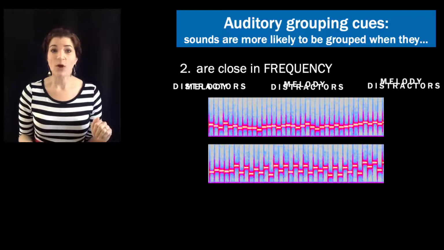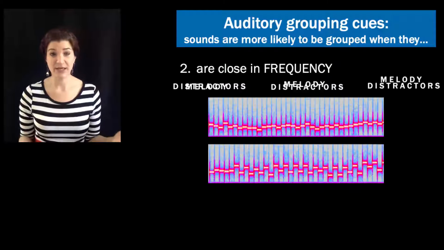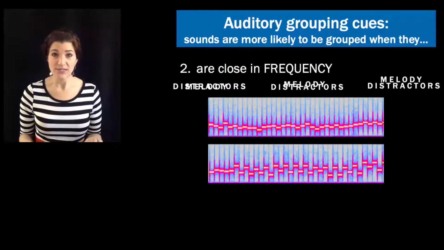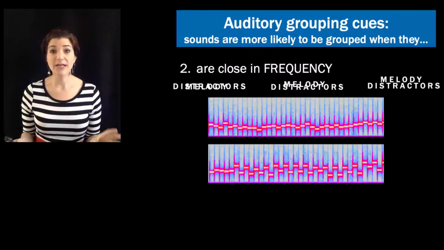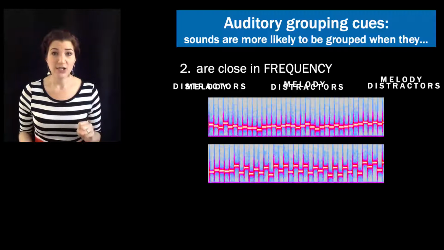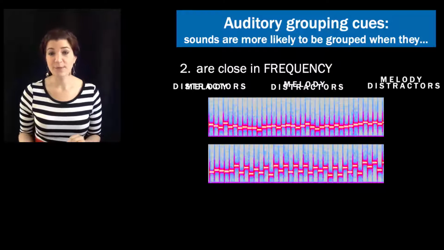At some point, when it is sufficiently different in pitch than the distractor notes, your auditory system is going to start parsing those as two different streams, and the melody is going to become clearer. So listen closely and try to identify what the familiar melody is.